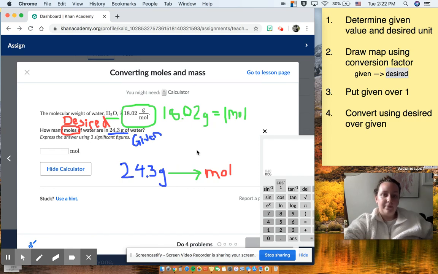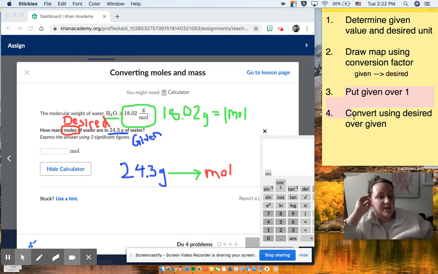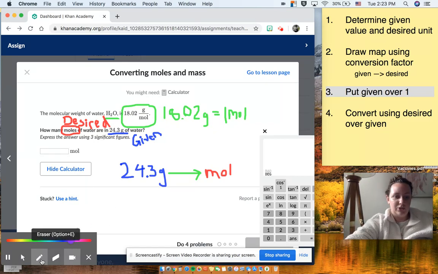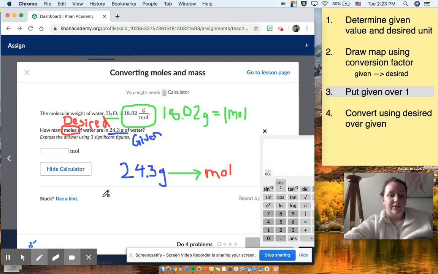Okay. So now it's time to do our last couple steps, which is where we actually set up the math and solve the problem, right? Very first step, easiest one of them all, just take your given and put it over 1. I'm going to switch to a new color. So we're doing purple now. So take my given and put it over 1, 24.3 grams.